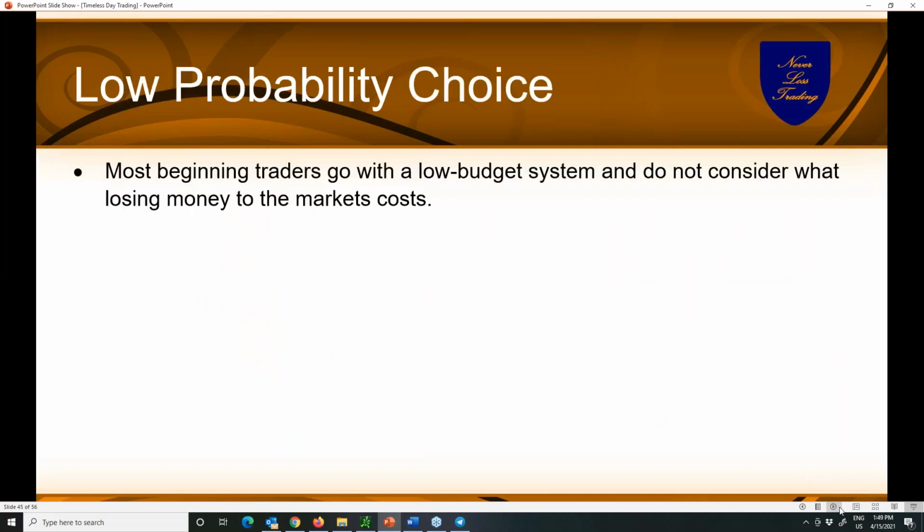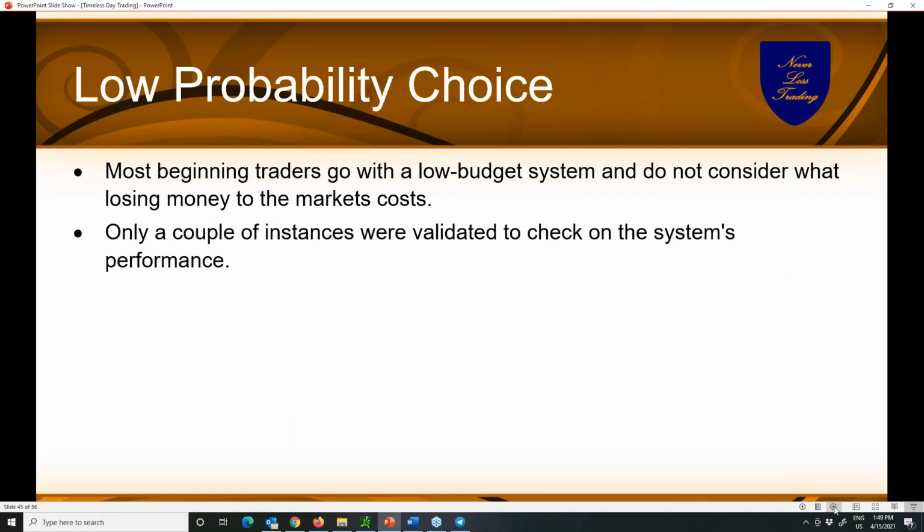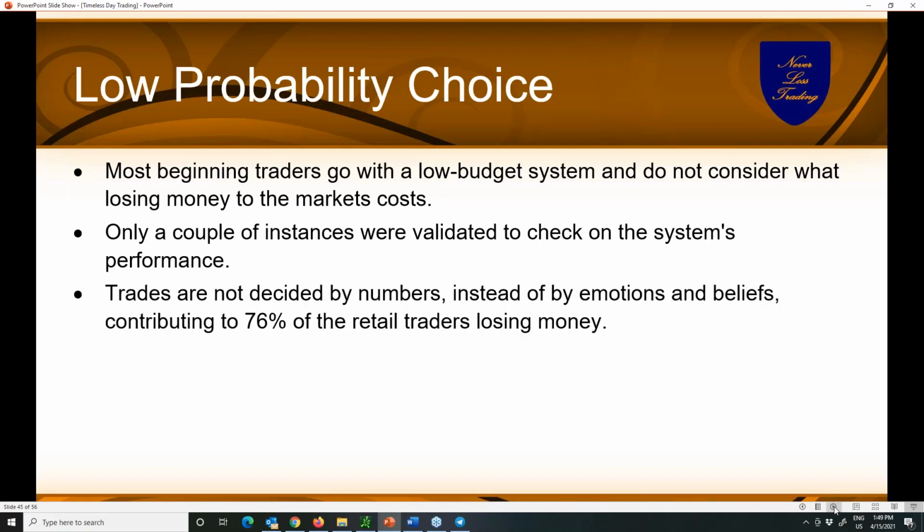Most beginning traders go with a low budget system. Because they say, I want to have a $97 system and make 100,000 with it. What's wrong with that picture? Only a couple of instances are sometimes validated. We have data going back to whenever, and whatever situation you ask us, we'll put it on the chart for you. Trades are not decided by numbers.